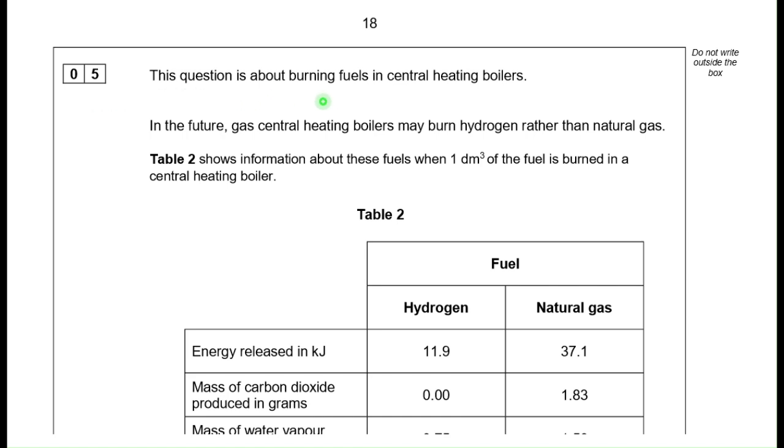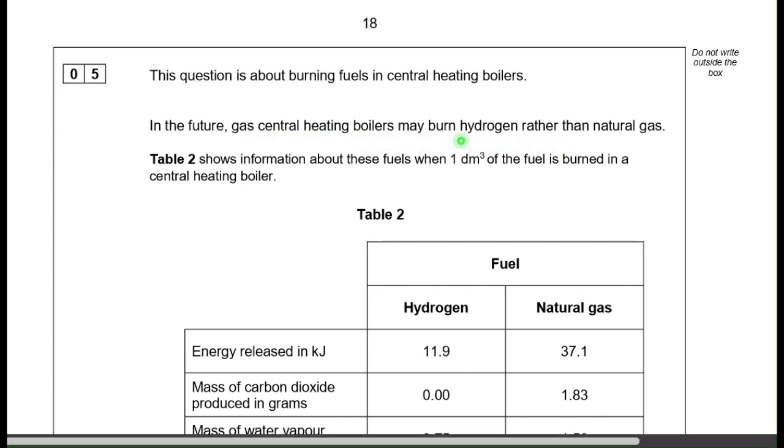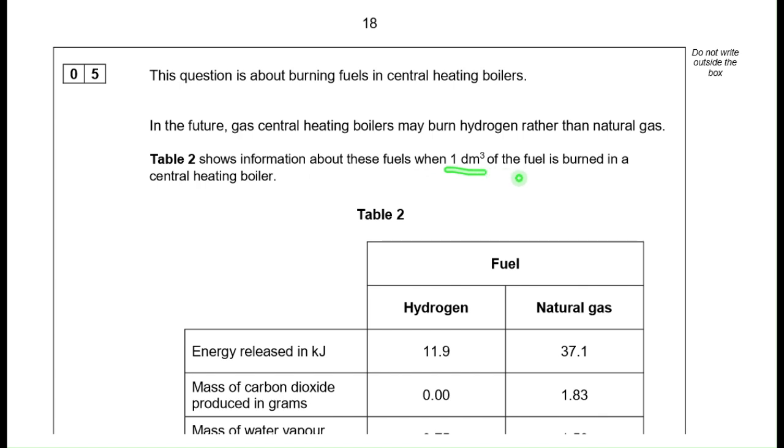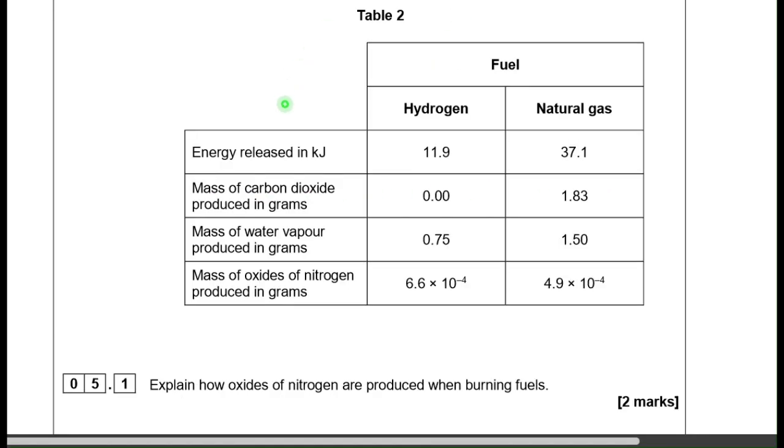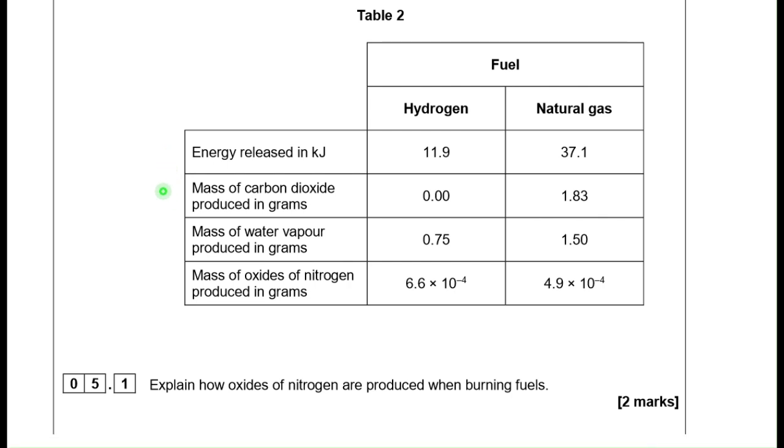This question is about burning fuels in central heating boilers. In the future, gas central heating boilers may burn hydrogen rather than natural gas. Table 2 shows information about these fuels when 1 decimeter cubed of the fuel is burned in a central heating boiler. So here's table 2. We've got 2 columns for the fuel, hydrogen and natural gas. Then down the side, we've got the energy released, the mass of CO2, mass of water vapor, and mass of oxides of nitrogen. That's the important bit we'll come to in a minute.